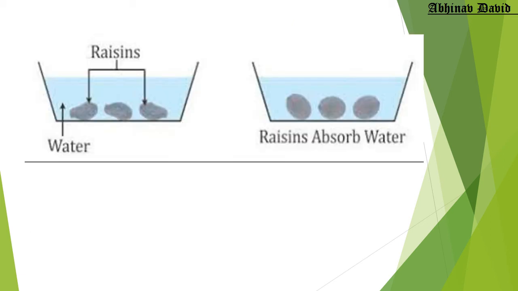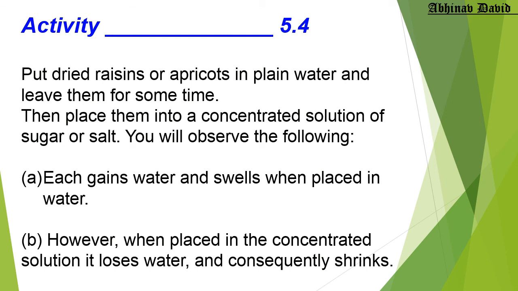As you can see here, if we put the raisins in water, in the first diagram, after some time the raisins absorb the water and they swell up. And if we put the same swollen raisins in the concentrated solution or hypertonic solution, the water will go out because of the process of osmosis. So these two activities tell us that osmosis takes place in both plant cells as well as animal cells. I hope these two activities are clear.